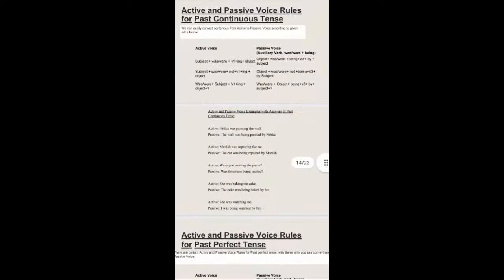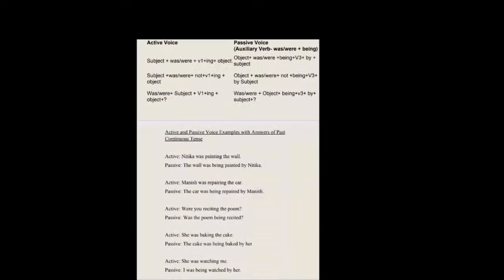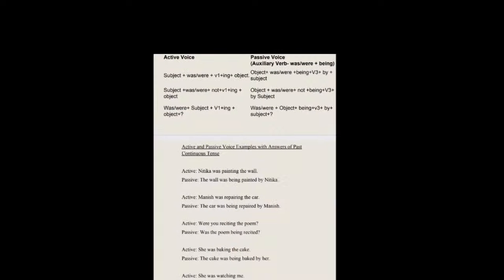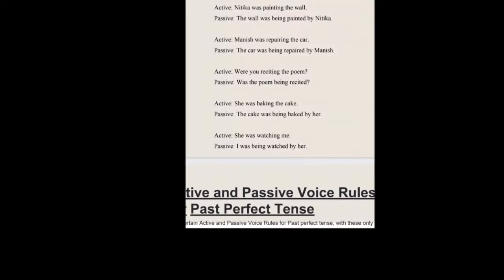Then let's see an example here in an active sentence. It's like subject plus was or were plus verb 1 plus ing plus object. So Nitika was painting the wall. The wall was being painted by Nitika. Remember, continuous means it has to take being, B-E-I-N-G, being painted by Nitika. Let's take a question sentence in past continuous tense. Were you reciting the poem? Was the poem being recited?